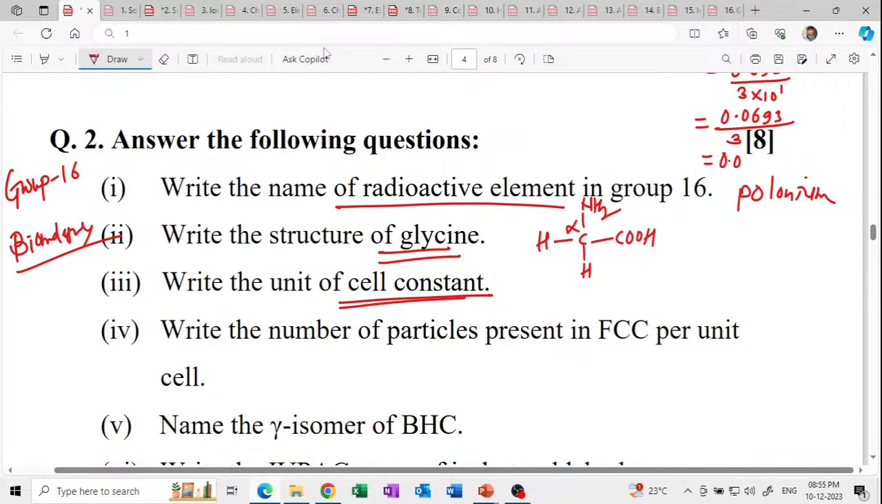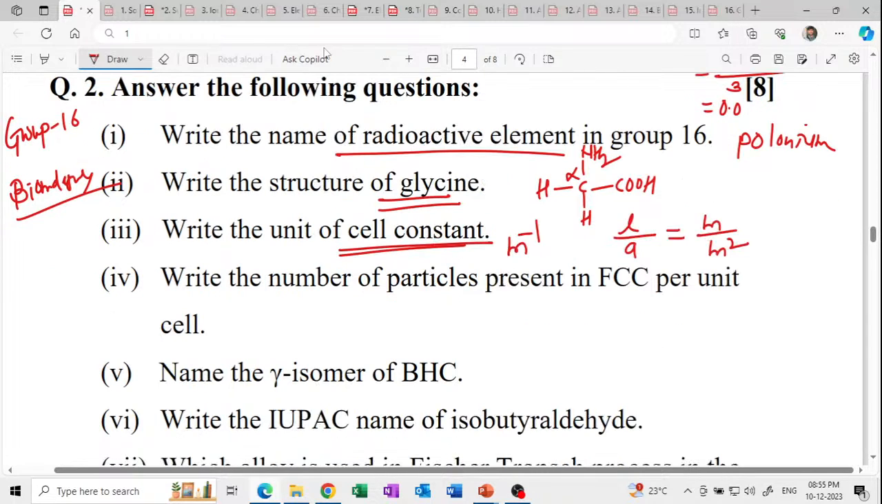Next is the cell constant. The cell constant has the formula length divided by area. So what is the length? Meter. What is the area? Meter square. So what is the unit? The unit of the cell constant is meter inverse, per meter or meter inverse. This is a question from electrochemistry.